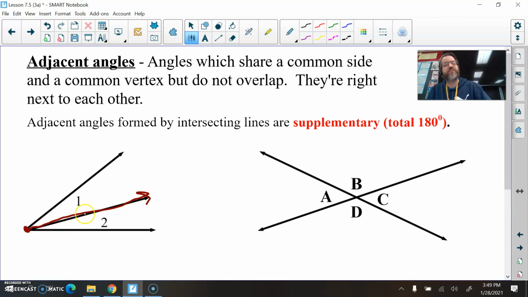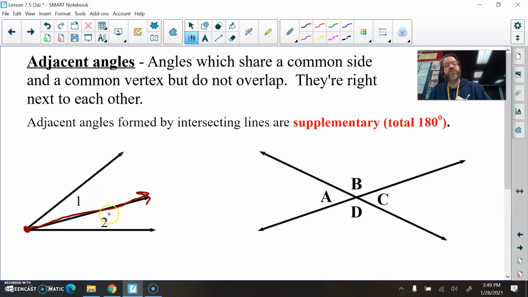It's the bottom side of angle 1. It's the top side of angle 2, but it's shared in common. They're right next to each other. They do not overlap. They share that common vertex. Okay? Those are adjacent angles.